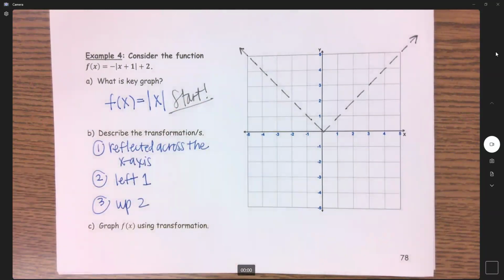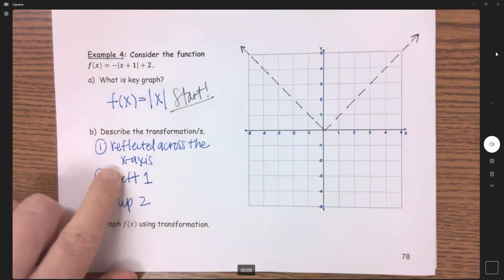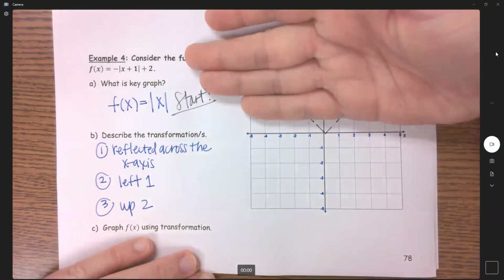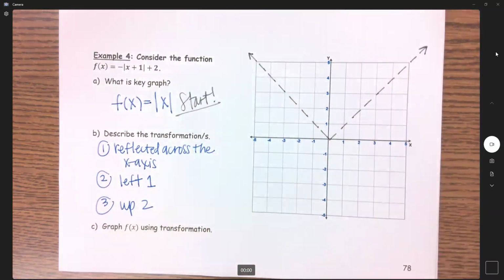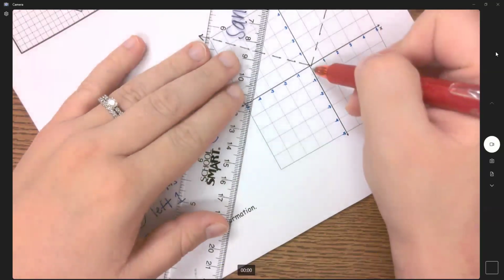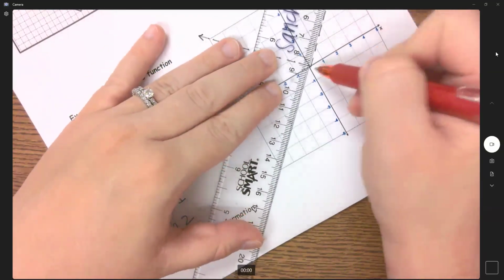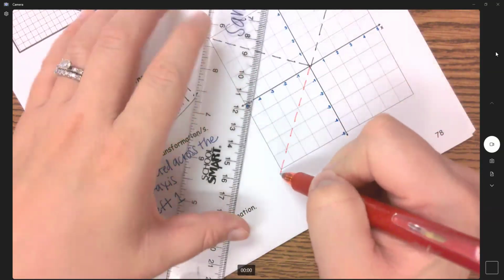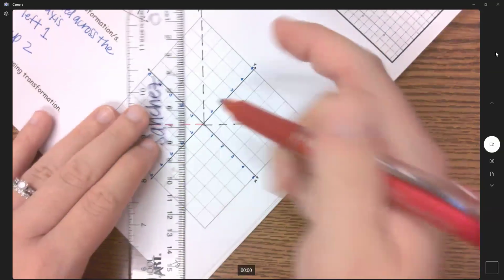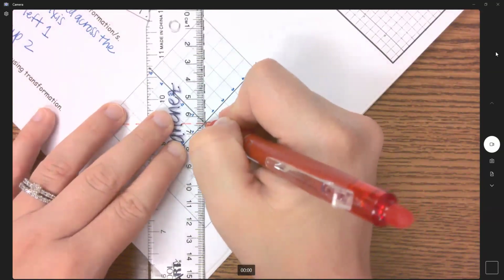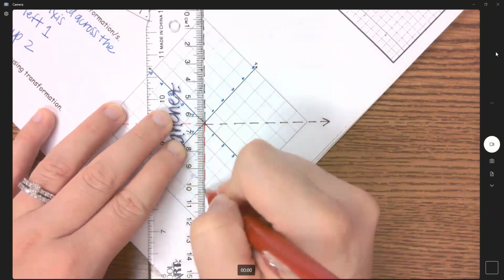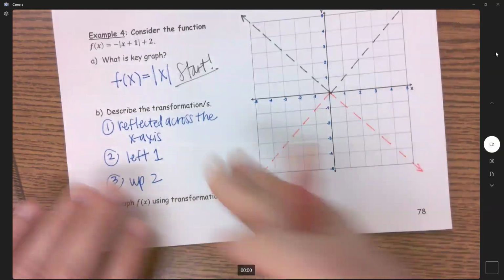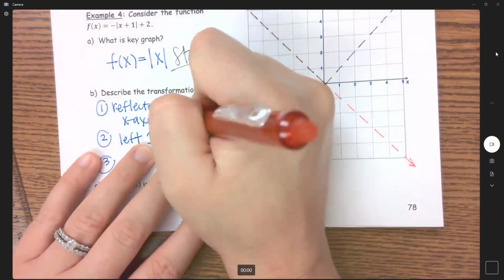Next thing I want to do is do any type of reflection. Now that it's been reflected across the x-axis, here's my x-axis. It needs to start here and then flip down here. So now it's going to go from the origin through this bottom corner. And I'm kind of putting what we did here. This is what we did next.